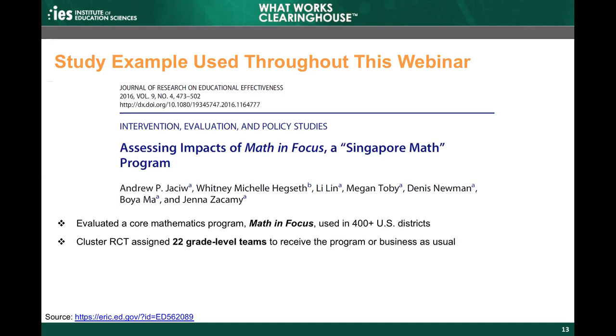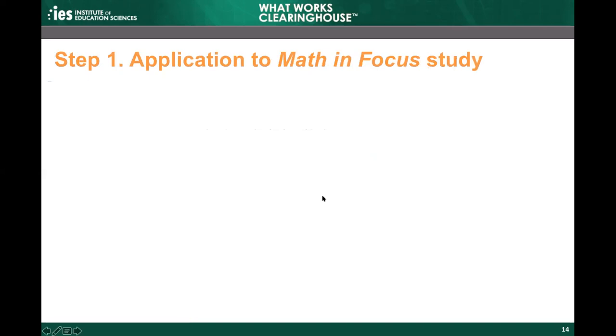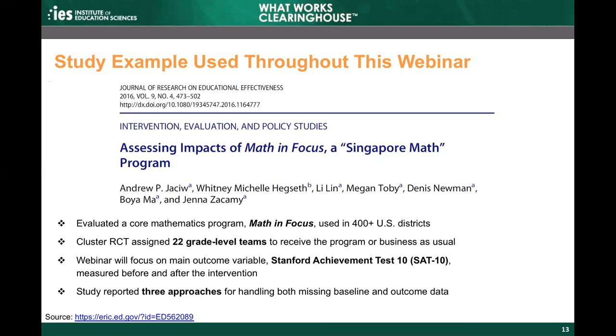The study used a cluster randomized trial in which 22 grade level teams were assigned to receive the program or business as usual. In this webinar, we focus on the main outcome variable that was reported, the SAT-10, which was measured before and after the intervention. There was missing baseline and outcome data in the study, and the article reported three approaches for handling the missing data.